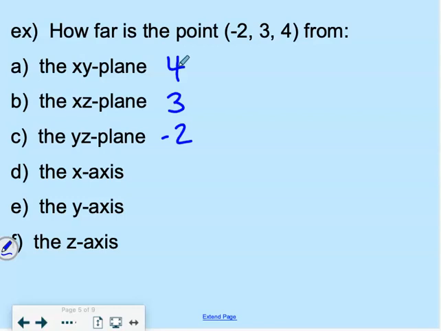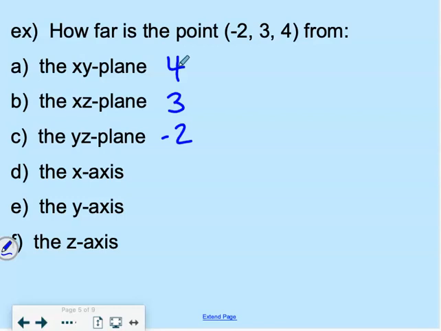Oh, wait, I'm on the wrong spot. The x-axis, this way. Sorry. So you've got to figure out what point this is. Quick question: if I'm on the x-axis, what is my y value? And what is my z value? 0. And if I'm perpendicular with this point, what's the x value going to be? -2. So it's really the distance from (-2, 3, 4) to (-2, 0, 0), right?